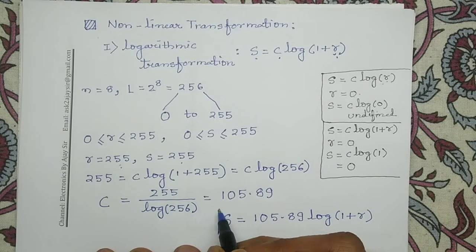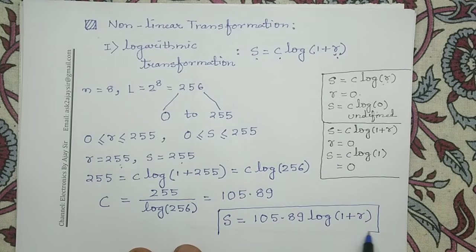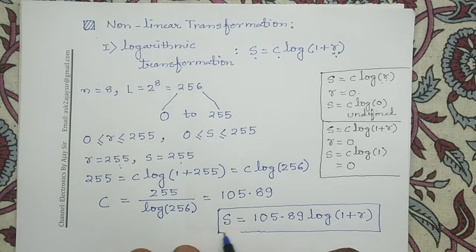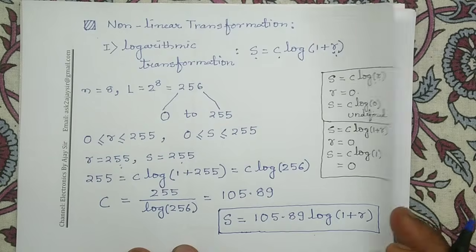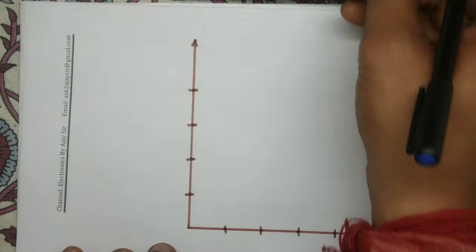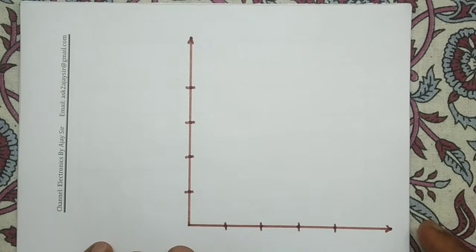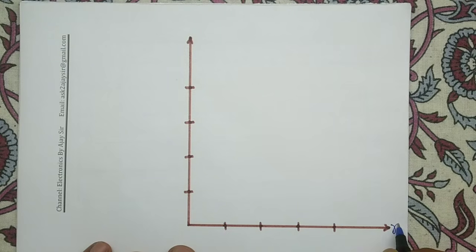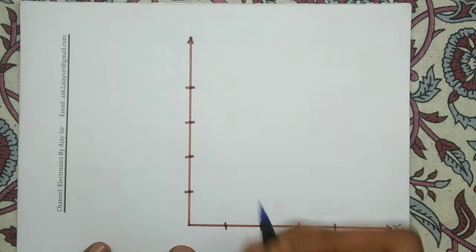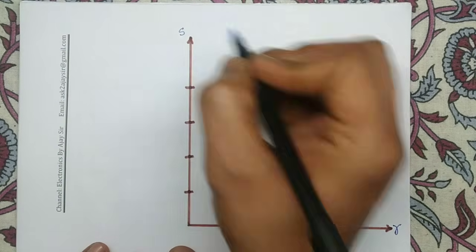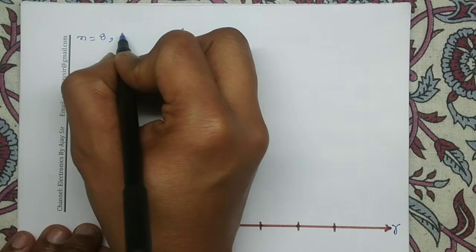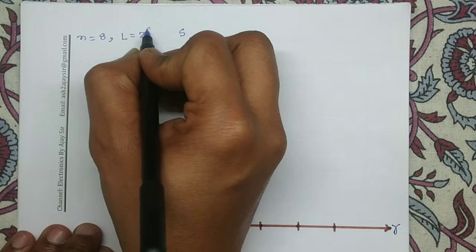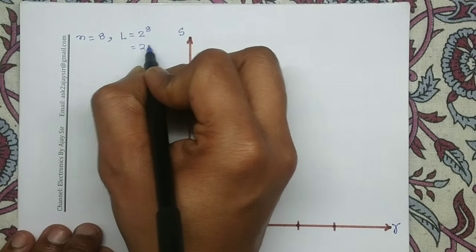So this is the equation of logarithmic transformation for an 8-bit digital input image. Next, we will plot the transformation curve for this equation. Similar to the previous, along x-axis, we will take the input intensity level R. Along y-axis, we will take the output intensity level S. For an 8-bit image, the value of L is 2 to the power 8, that is 256.